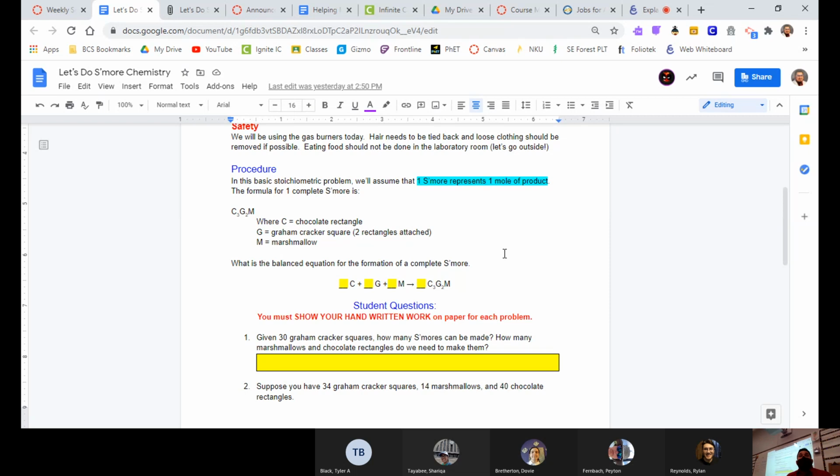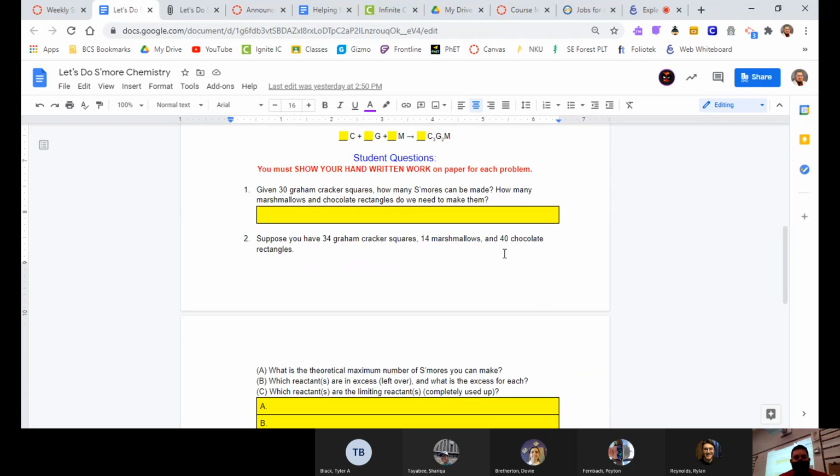But anyway, 1 mole of s'mores is something about this big, right? That's what we're going to make later today. One mole of s'mores. So the recipe for a s'more, the compound, is C3G2M1. And the C can represent chocolate. The G can represent graham crackers, top and the bottom, 2 of them. And the M represents 1 marshmallow.